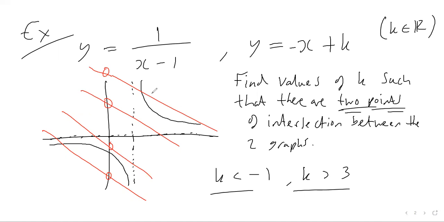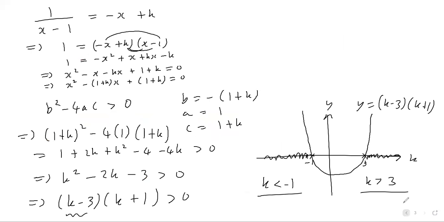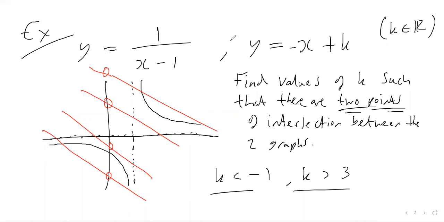So that's just a key point from this video. The points of intersection can be found by setting the functions equal to each other, for example these two, and then proceeding to solve the equation. And you can use the discriminant to find a set of k values if necessary, which will satisfy the conditions in your question.